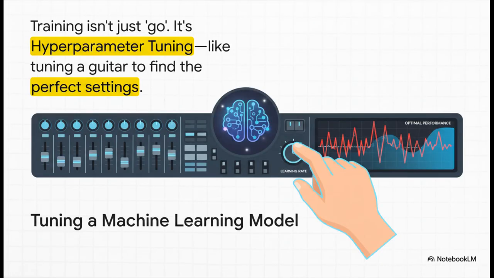So once we've picked our playbook, the training begins. But it's not a set it and forget it kind of deal. We need to fine-tune all the settings, and this process is called hyperparameter tuning. Honestly, it's a lot like tuning a guitar. You just keep adjusting the knobs and dials until you find those perfect settings that let the model perform at its absolute best.